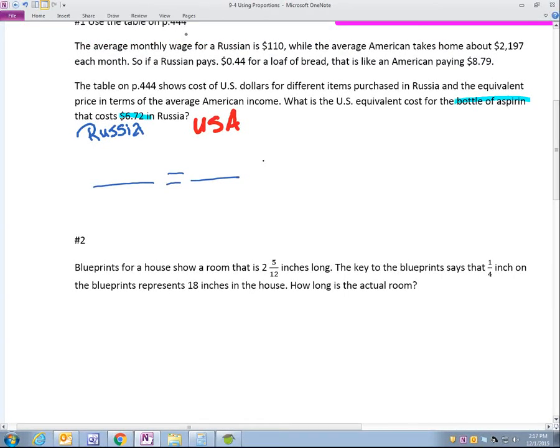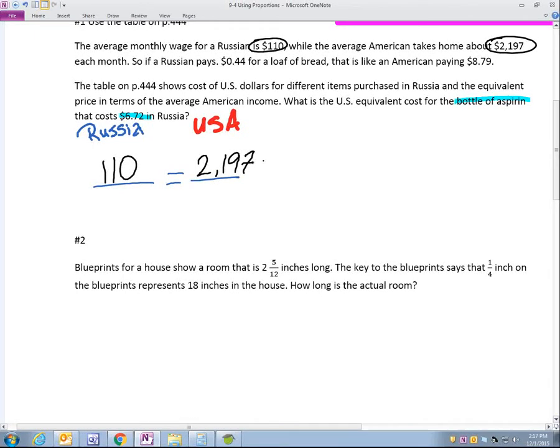Now it tells us what the equivalent of the Russian average and the American average is. So Russian is $110. That's their average monthly income, according to the stat from 2002. And the U.S. is $2,197. You see how we have the USA on the right side? Because that's what it would be in the U.S.